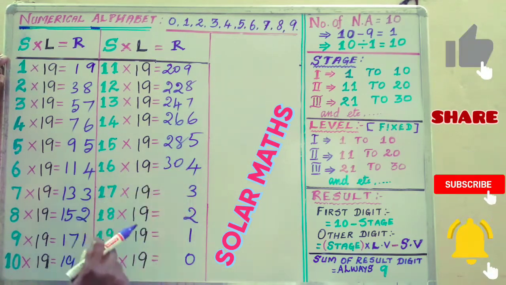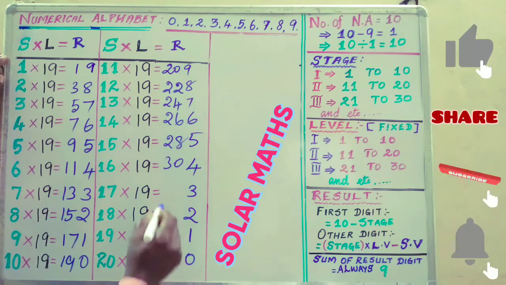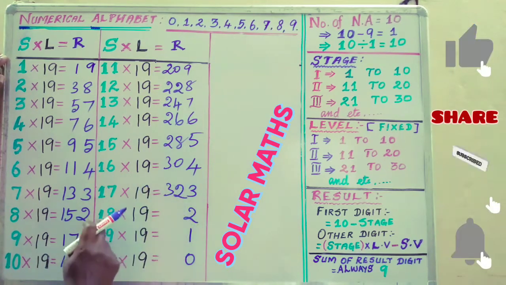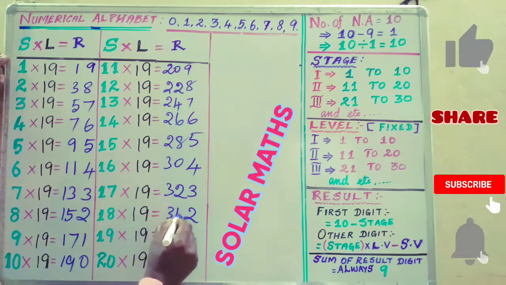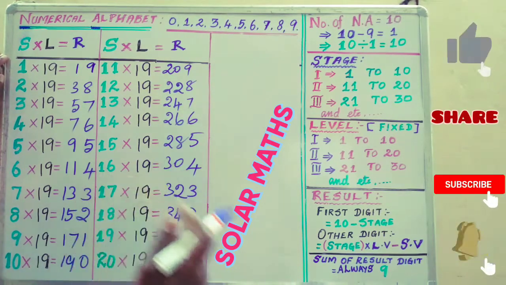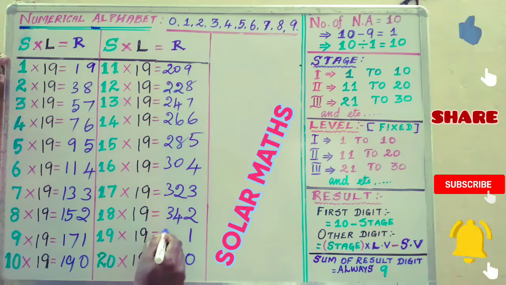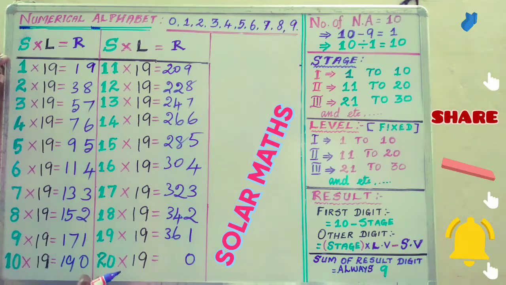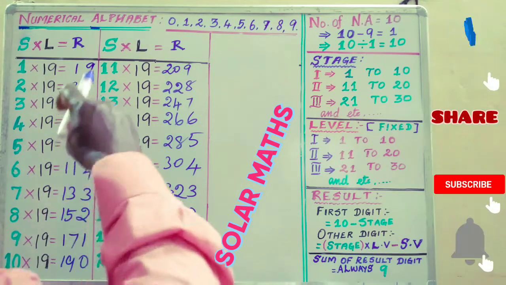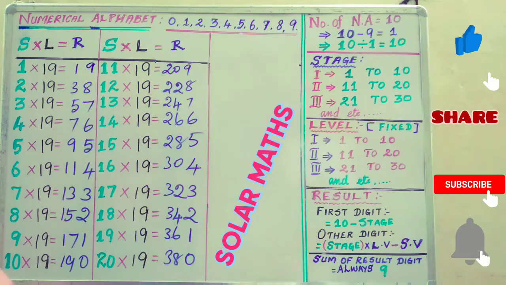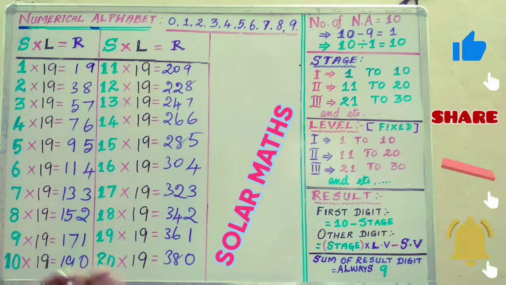Here 17 into 2 is 34. 34 minus 2 is 32. Here 18 into 2 is 36. 36 minus 2 is 34. Here 19 into 2 is 38. 38 minus 2 is 36. Here 20 into 2 is 40. 40 minus 2 is 38. If you want, the same method can be continued to the 29, 39, 59 tables, anything also can be.